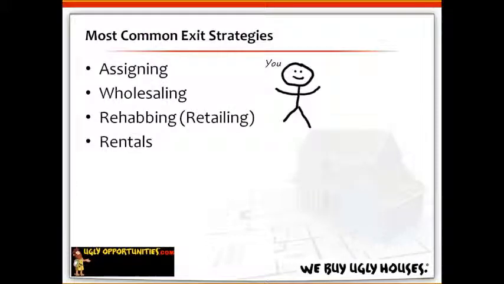So the most common, what we call an exit strategy, that is how are you going to monetize a house, how are you going to sell it, and how are you going to make your money, are on the list here. Assigning and wholesaling, which are very similar, rehabbing and then reselling as a retail sale, and then keeping a property as a rental. So I'm going to give you a brief overview of each of those. I'm going to cluster together assigning and wholesaling for simplicity's sake.